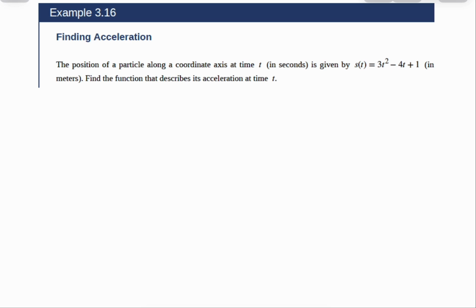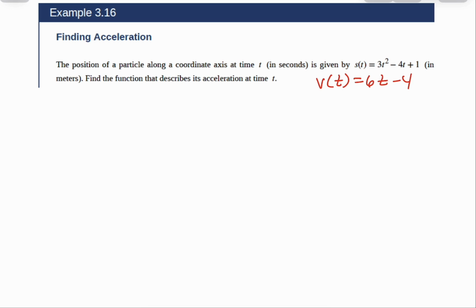So let's look at this example. The position function is given by s of t. Find the function that describes its acceleration in time t. Now, I'm going to save us time, I'm going to pretend like we've done the limit as h approaches 0 and we've found our velocity function. Let me tell you what it is. It's going to be 6t minus 4. Okay, so we found the velocity function. And then once we've done it once, if you do it one more time, you're going to get the acceleration function.